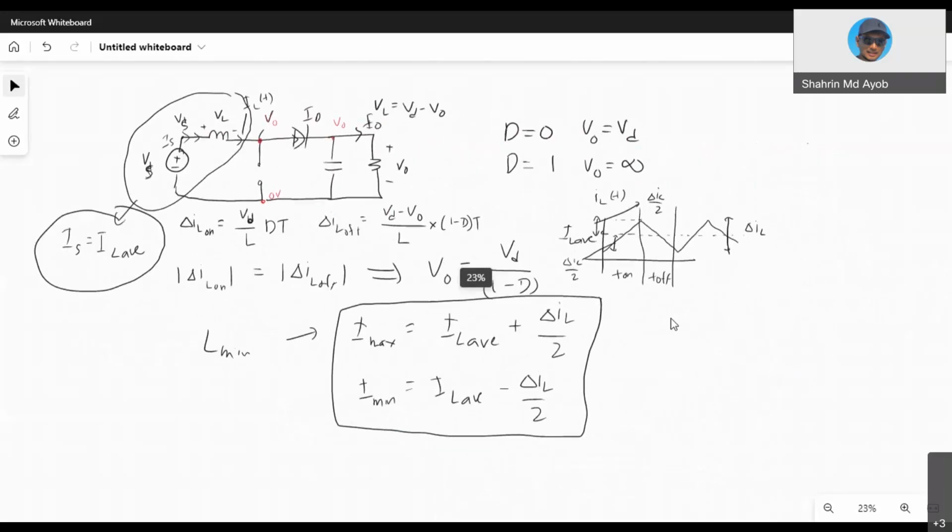So how to obtain I source? Right now we know that IL average is I source, but how do we obtain it? Go back to the previous example. P in is equal to V out squared over R, which is equal to V source times I source. So from here you can get I source, and if you get I source, then you obtain your IL average.